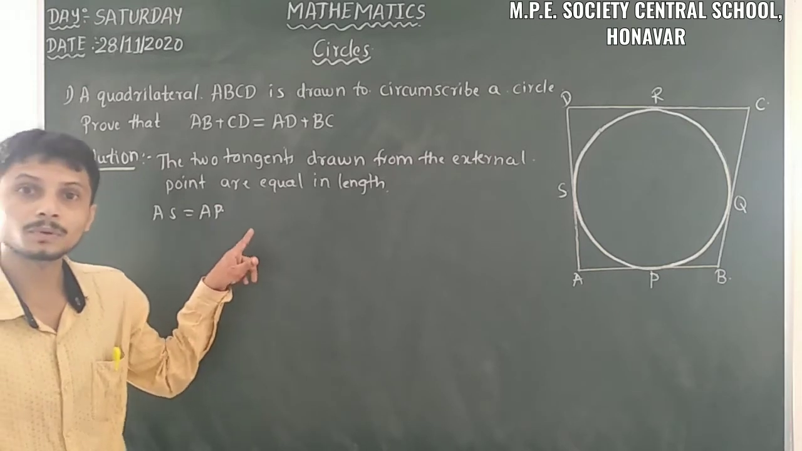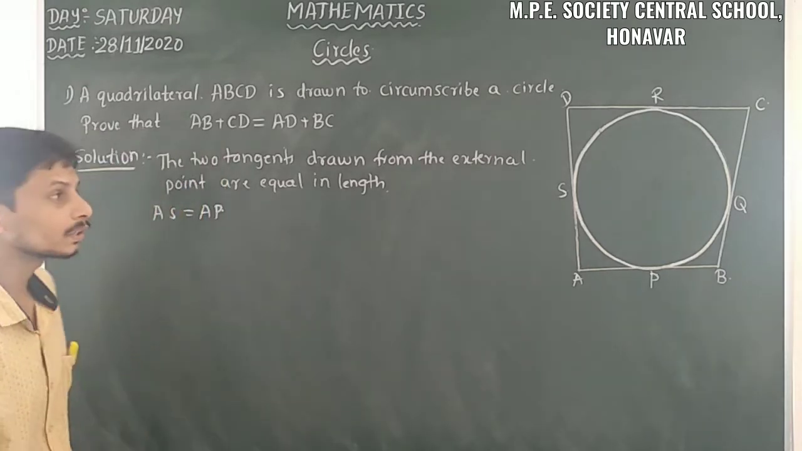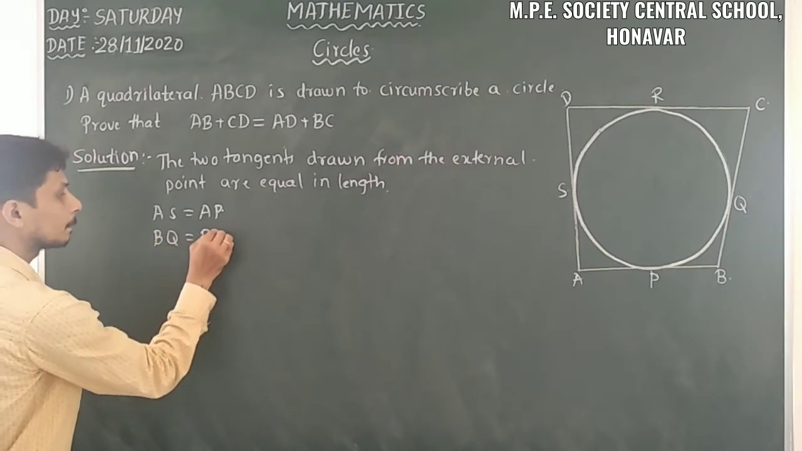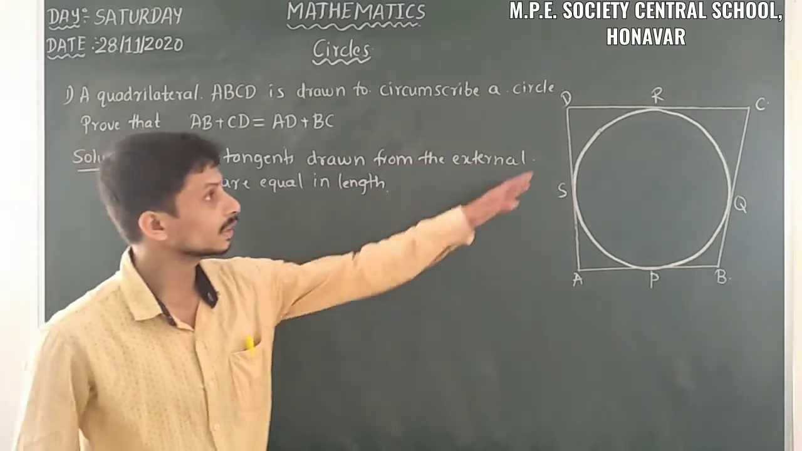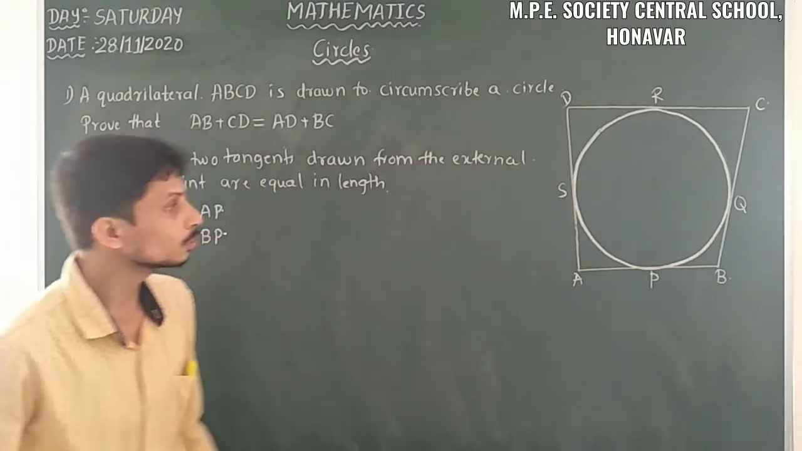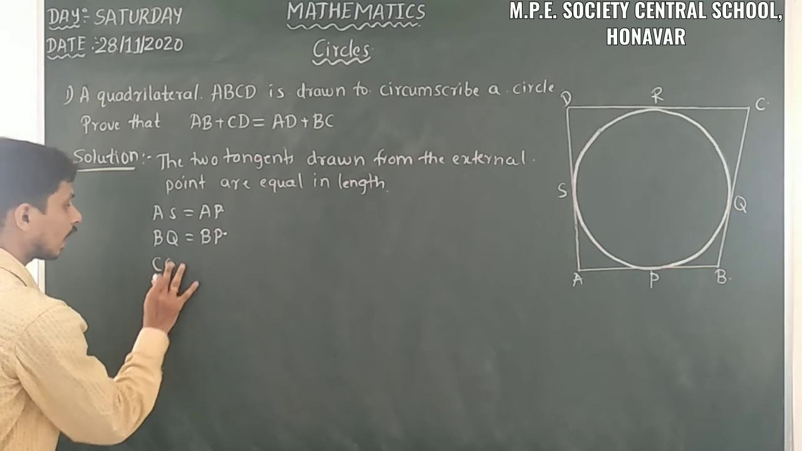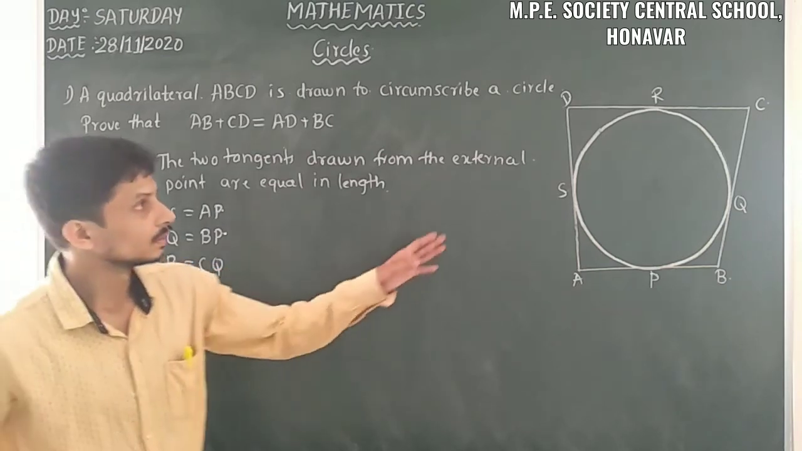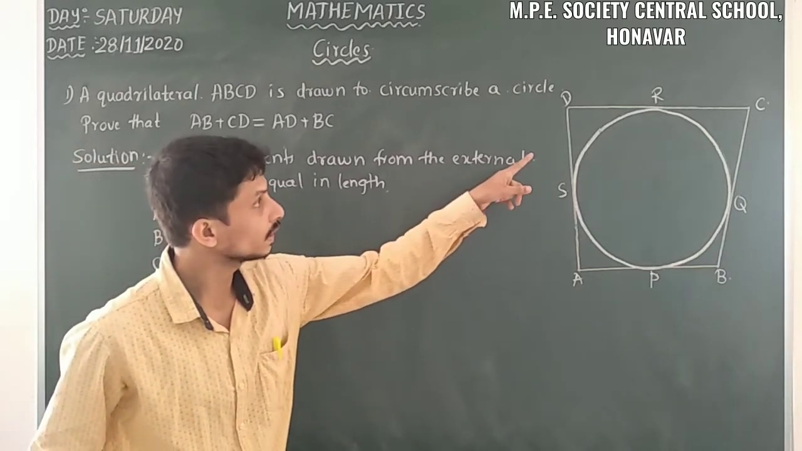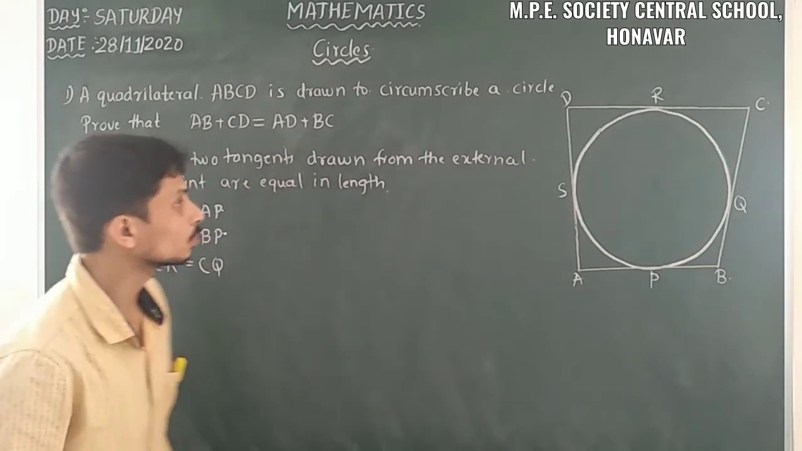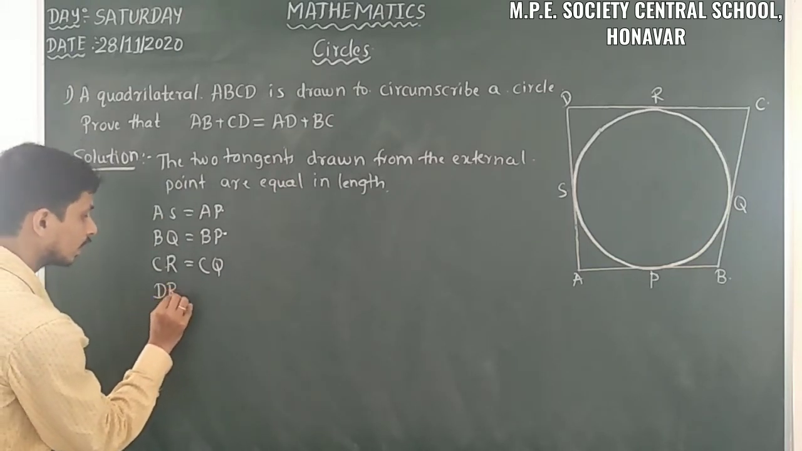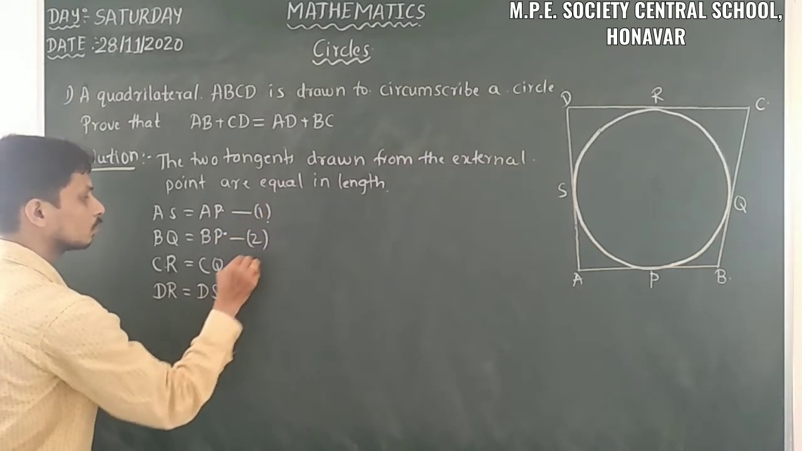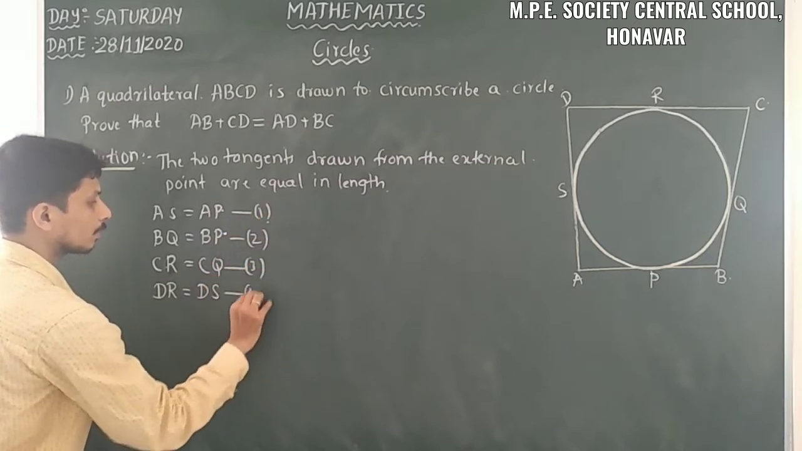So it is the tangent drawn from the point A. Then from B, BQ is equal to BP. Then next let us take C: CR is equal to CQ. Then let us move on to the next. From D, DR is equal to DS. So here I have equation 1, equation 2, equation 3, equation 4.